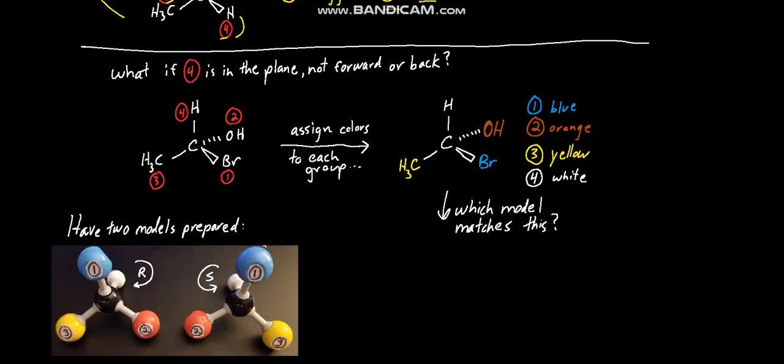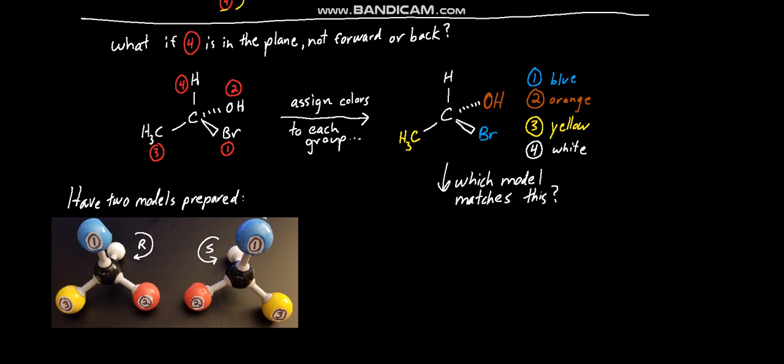But what if 4 is in the plane and not pointing forward or back? So group 4 here in the plane, group 3 in the plane, 1 toward us, 2 away from us. We've already assigned priority groups. What you can do is assign colors to each of your groups, which is what I did over here on the right. So I made the bromine blue, the OH group orange, the methyl group yellow, and priority group 4 is white.